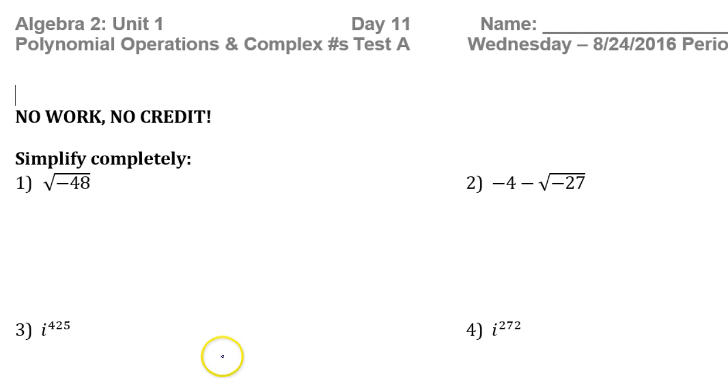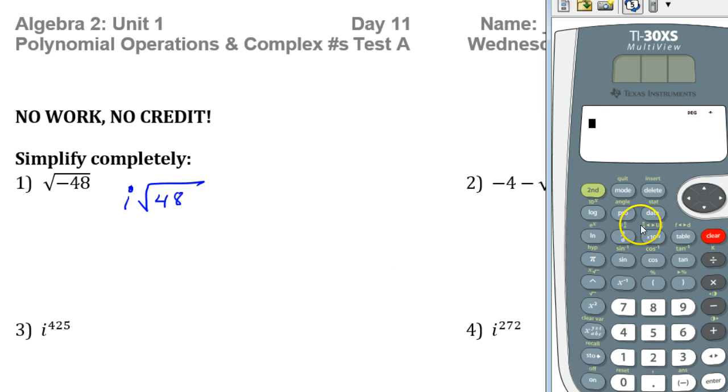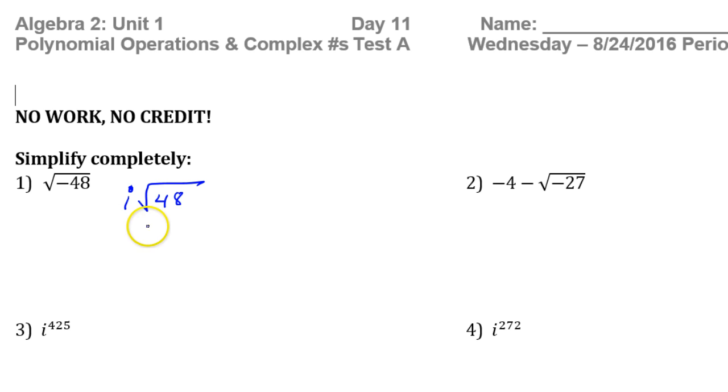Okay, well, this was a test on polynomial operations and complex numbers. Problem number 1, simplify completely. Anytime we have a negative under the radical, we know that's going to be i. So far, that means we have i square root of 48. We could put the square root of 48 in our calculator. Okay, that's 4 radical 3. So that is 4 radical 3. The i goes here in the middle, so that would have been your answer to number 1.